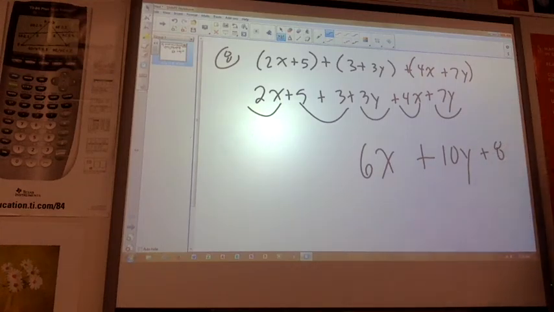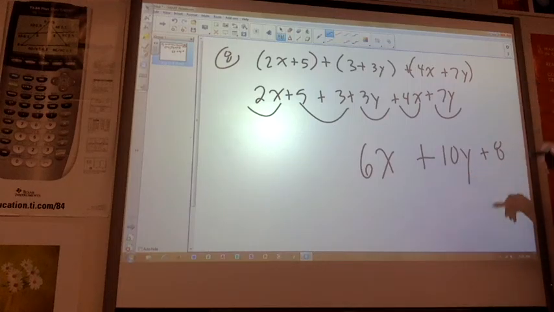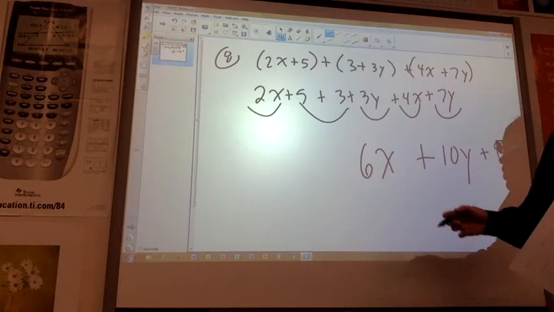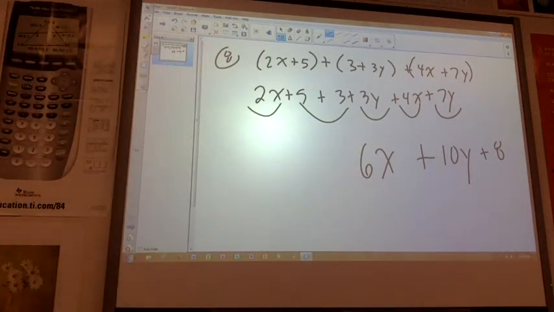Now, is the order really that important? You could have had 8 plus 6x plus 10y. You could have 10y plus 6x plus 8. The order is not important as long as you have the correct sign preceding it. And they all happen to be positive on this one. Are there any other questions that came from 2B we want to take a look at? You good? No?